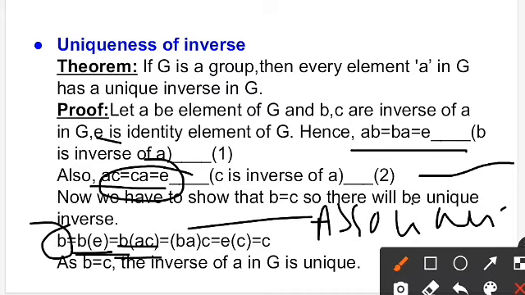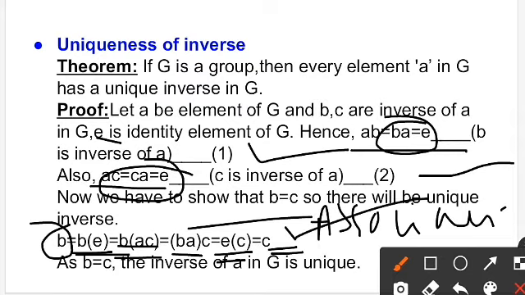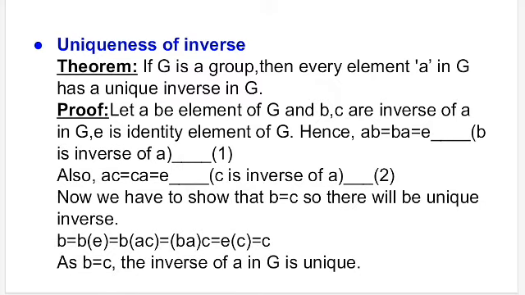Okay, then we say that E into C, because BA is equal to E from the 1. Here we have said that BA is equal to E. Therefore E into C is equal to C, as it is the identity element. So we show that B is equal to C. Therefore the inverse of A in G is unique. Clear? Let's go to the next proof.